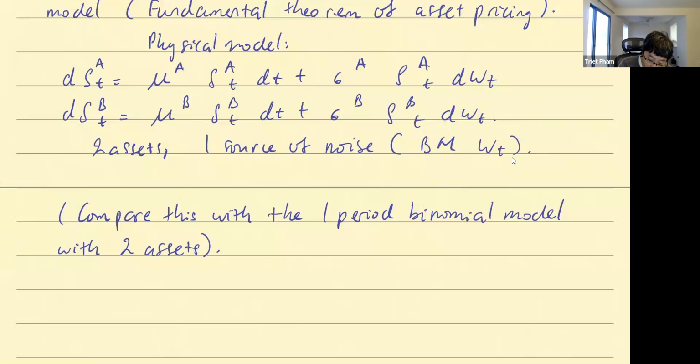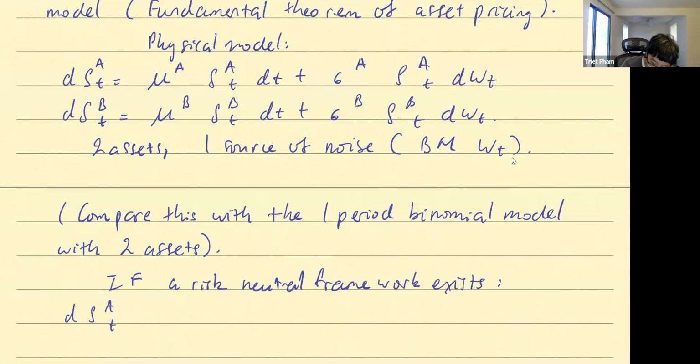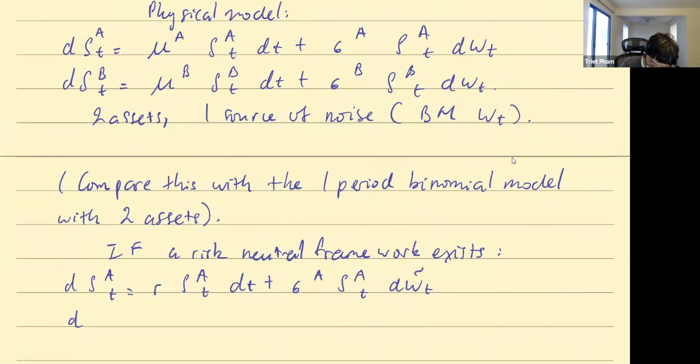Then the story is this: if, and this is a big if, as you see, this is not going to be true in general, if a risk neutral model exists, a risk neutral framework exists, then they both must have the rate of return R under the risk neutral model. So the question is, is this possible?